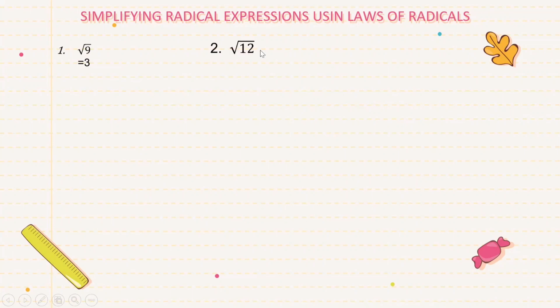Number 2, square root of 12. Since square root of 12 is not a perfect square, hindi natin siya masisimplify ng ganyan. The first thing that we need to do is to factor 12. And the factors that we're going to use is 4 and 3. Bakit siya 4 and 3? Kasi hindi natin pwedeng gamitin yung ibang factors ng 12 like 6 and 2 because we are looking for a number na pwede nating ma-extract or pwede nating makuha yung square root niya para ma-simplify natin yung square root of 12.